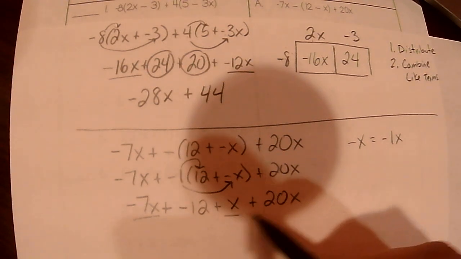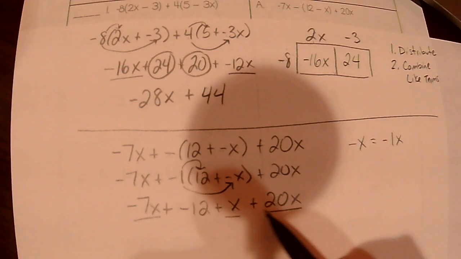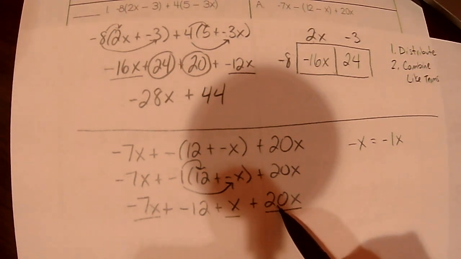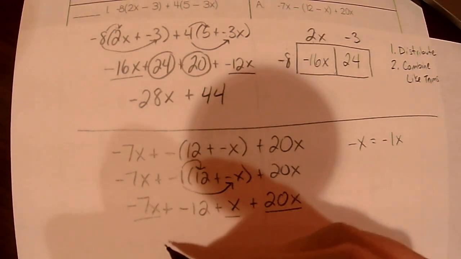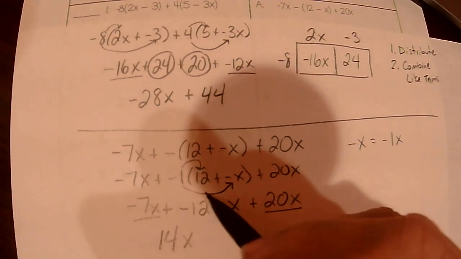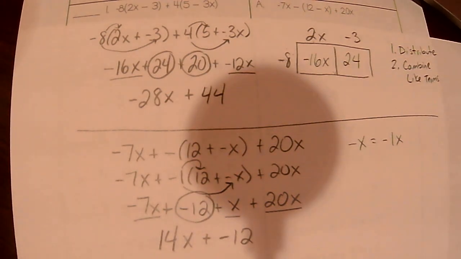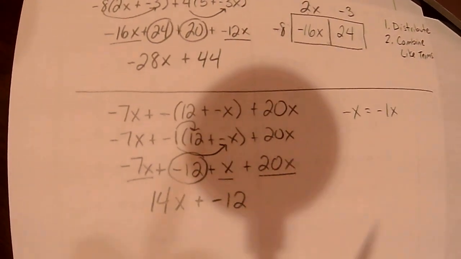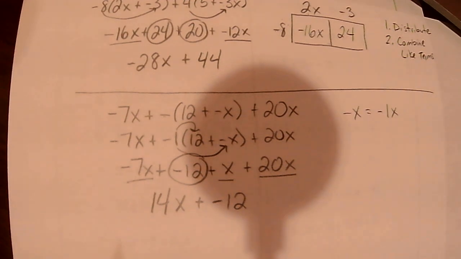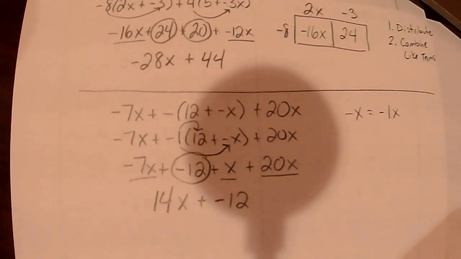Well, my like terms, so all the x's, do my positive ones first. x plus 20x is 21x. 21 plus negative 7 is a positive 14x. And then we just have the old negative 12. That is the only term like itself. So the simplest expression here would be 14x plus negative 12.